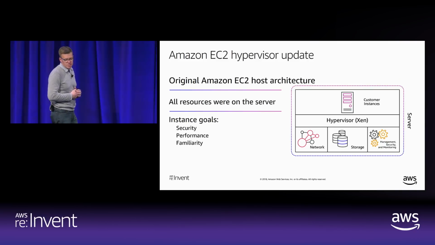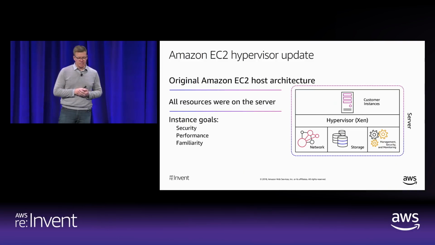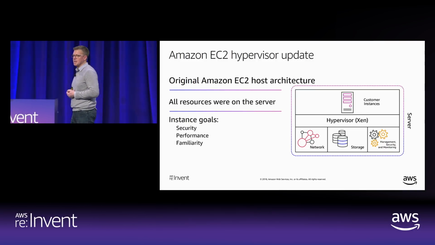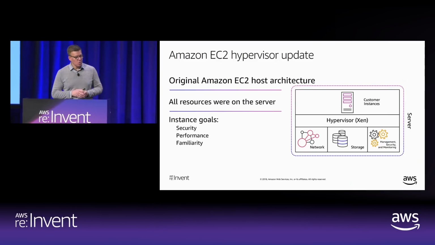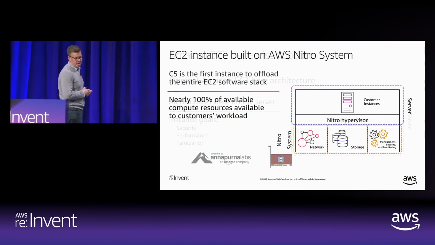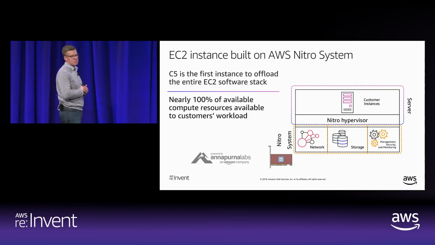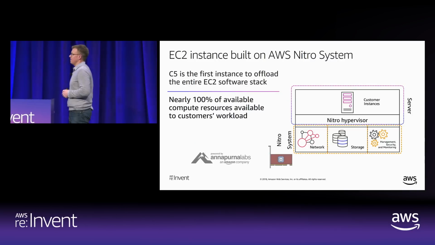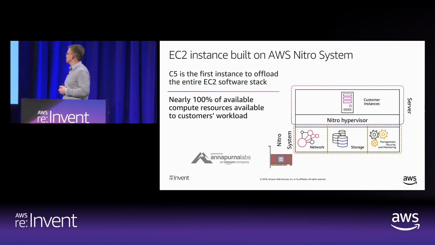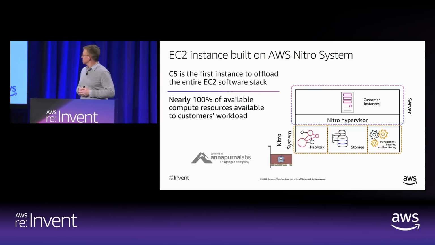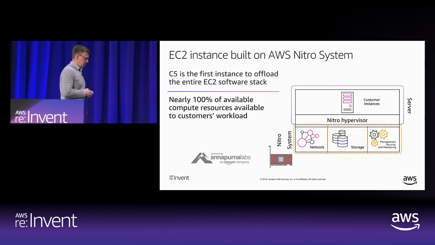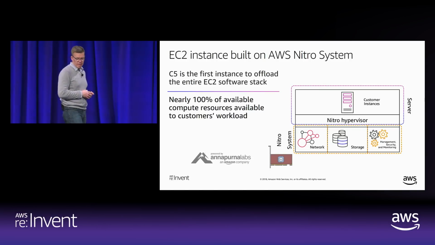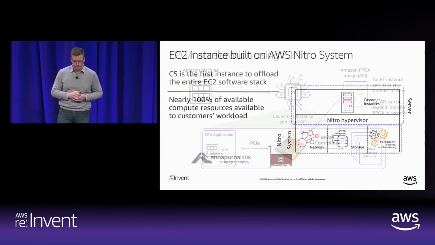So the big thing was, the old EC2 instances had their hypervisor running on the host, right? And so what we've done here is the C5 was the first instance to offload, right? Nearly 100% of the CPU now is available. And that's because we have the Nitro system. That's that little card down there. That's our Annapurna project. So this was a very important project in our journey, and we benefited from the AWS infrastructure.